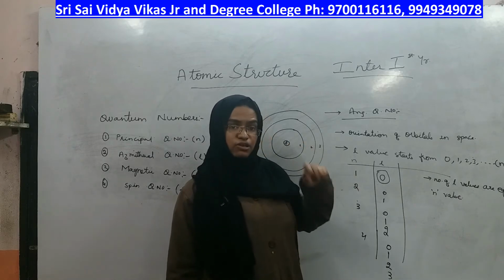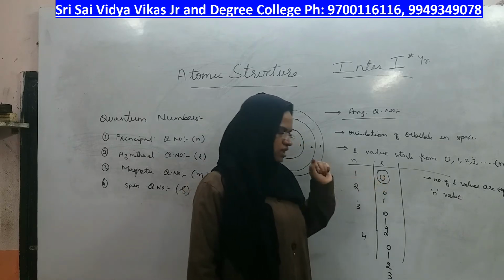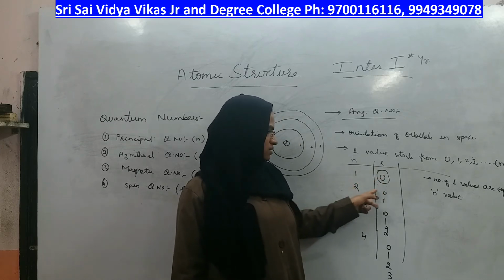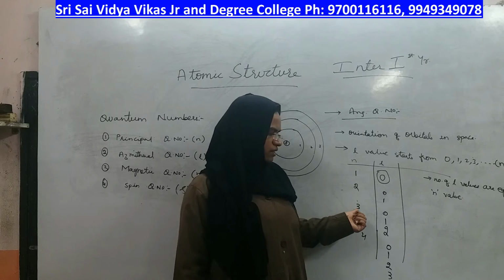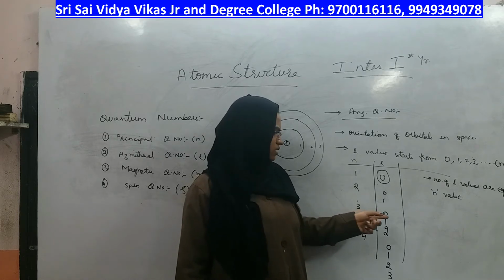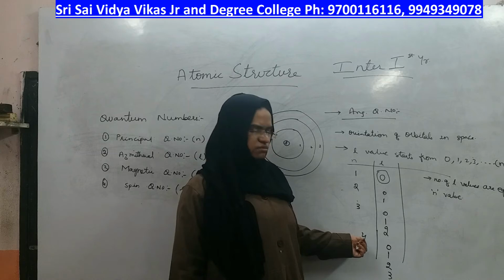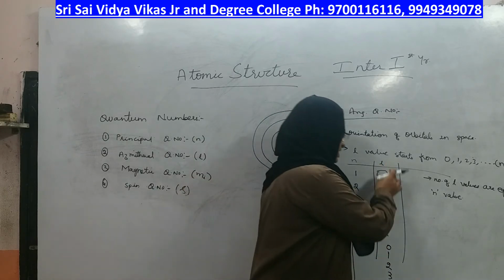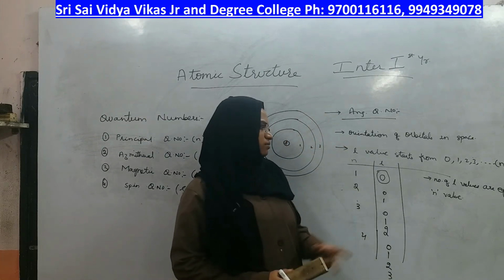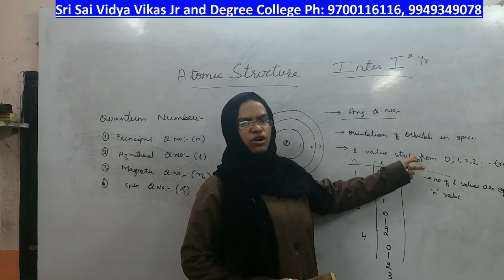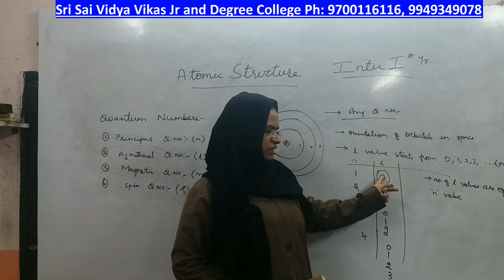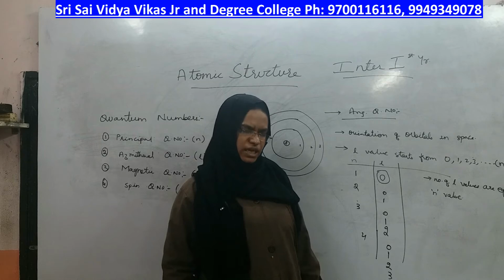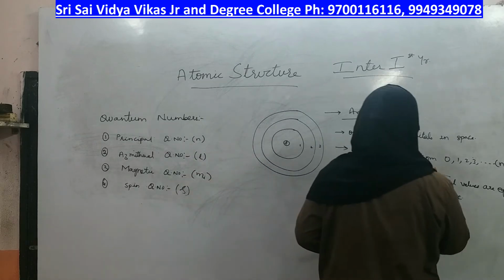What is the value of the subshell of the first shell? 0. What are the values of the two subshells of the second shell? 0 and 1. What are the values for the third main shell? 0, 1, 2. Fourth main shell? 0, 1, 2, 3. Right? So now, if these are the L values, which orbitals do they belong to? If the L values are these, which orbital does it come under? Let us look at it.